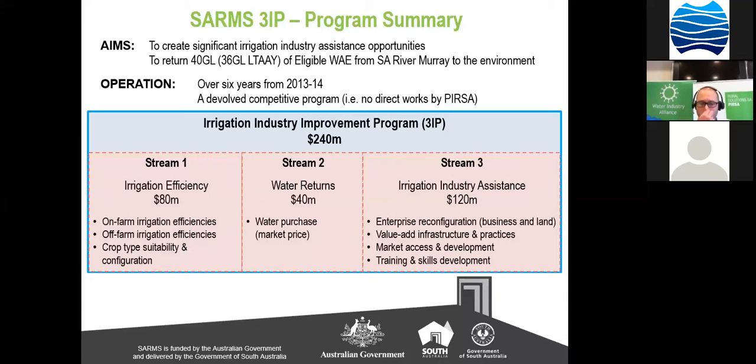So you can do all kinds of activities underneath this stream. You can reconfigure enterprise, you can go into new market areas. We've seen some training and skills, but the biggest area that we've really seen being developed is the value add type of area within the irrigation industry assistance, like packing sheds, packing equipment, cool rooms. Those types of things have been really significant in this space. Plus, this provides a bit of extra funding to leverage the more expensive activities, such as netting.